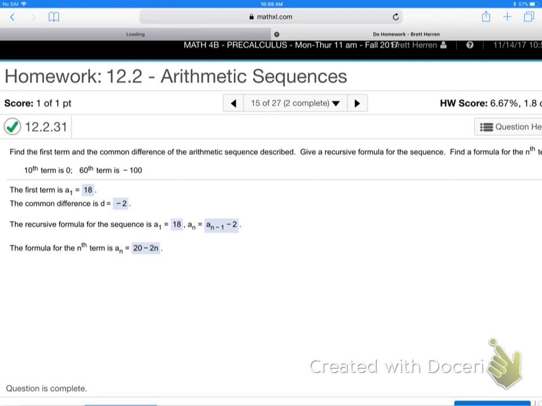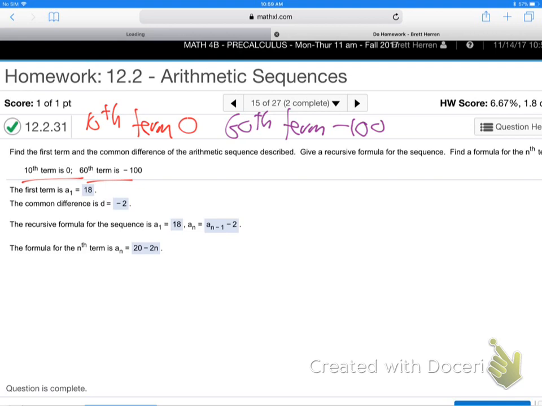So the 10th term is 0, and the 60th term is negative 100. So let me write that up here. So the 10th term is 0, and I'll do it in a different color here. 60th term, negative 100. Okay. So, how do we do it? Remember what we do? What formula are we using?